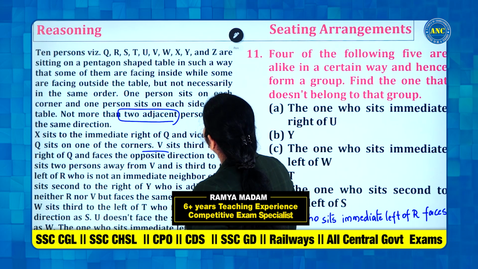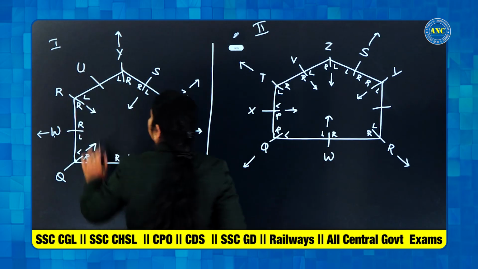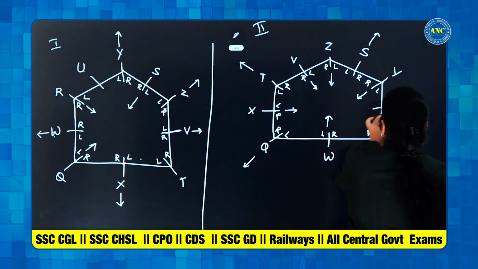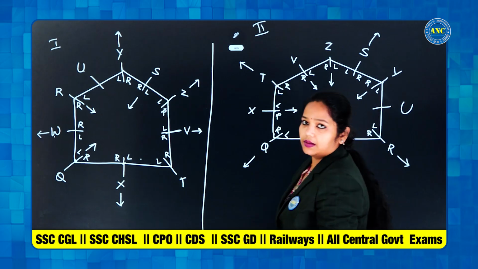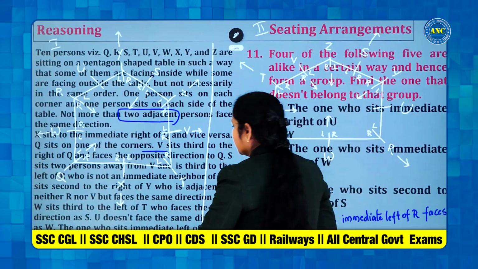Q, R, S, T, U is left? I guess U is left. So this is the only vacant place, I can put U here. But we need to know the direction. We have some more statements.